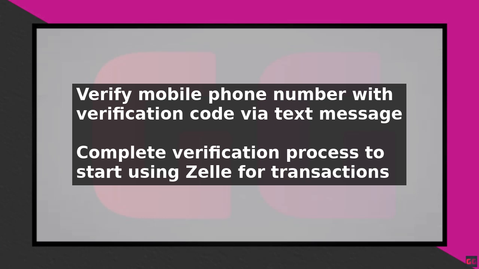To receive money, the sender will need to have your mobile phone number or email address enrolled with Zelle. When someone sends you money using Zelle, you will receive a notification via email or text message. The money will be deposited directly into your Bank of America account, and you can access it immediately.